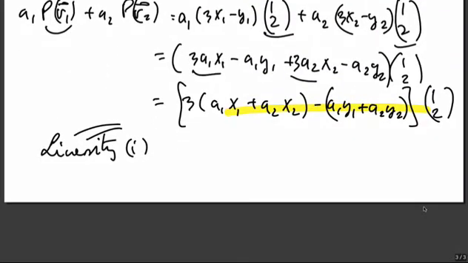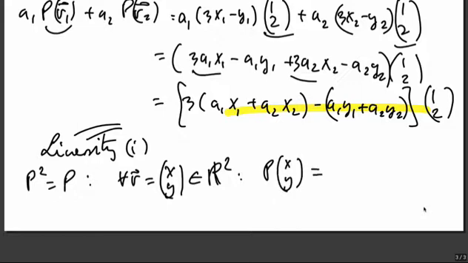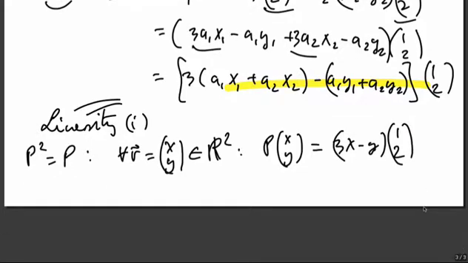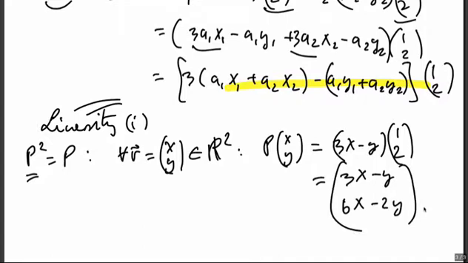Let's look at the idempotent property, for example. Well, what we have is that for all v, which can be written as the xy vector, because we are in the R2 space, we have that P of xy is 3x minus y times the 1, 2 vector. So we have to apply P again to check P squared. For that we have to multiply in actually component by component 3x minus y and 6x minus 2y. So this is now the first component is my new x, and the second component is the new y.